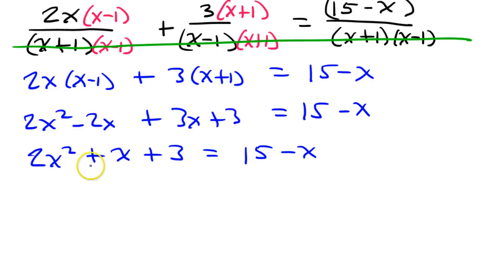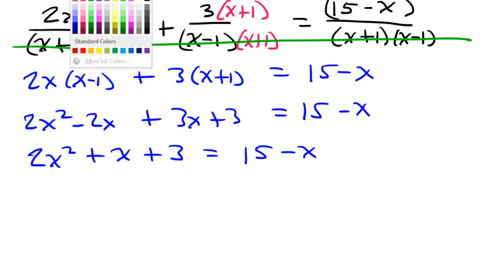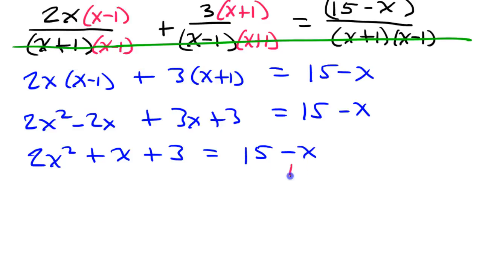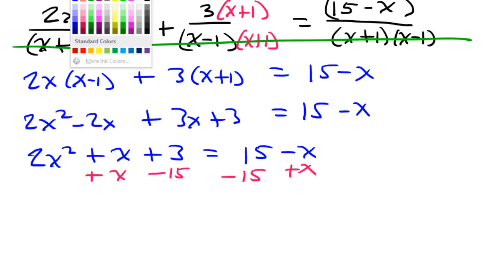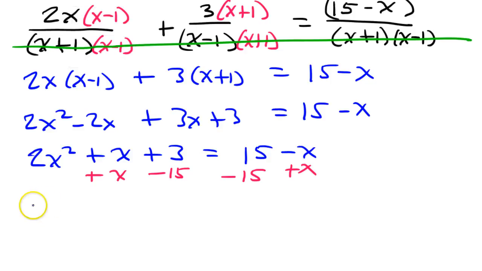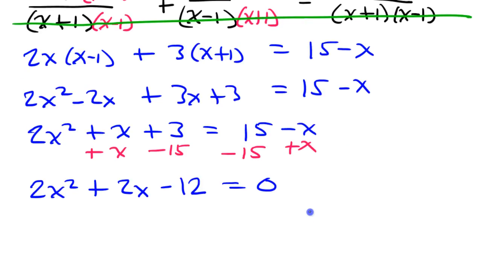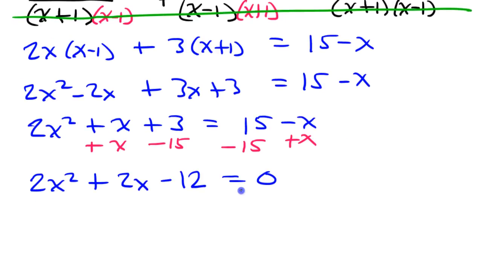Looks like I'm going to need to get everything on one side. So I am going to add x to both sides, and I'm going to subtract 15 from both sides. Let's see what I get. So now I have 2x squared plus 2x minus 12 is equal to 0. So I just need to solve this equation.